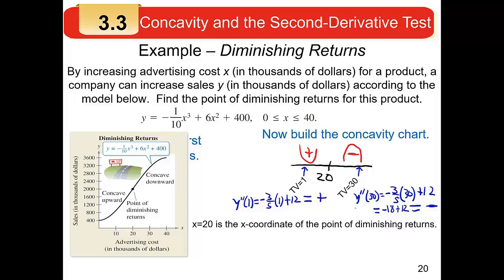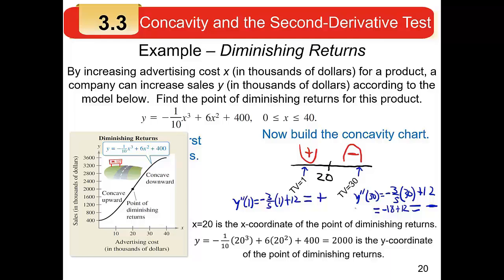So we still need to find the y-coordinate. So you plug back into the original function. Remember, whenever you compute y values, you go back to the original function. If you plug 20 in for x and calculate, you'll get 2,000 for the answer. So the point (20, 2,000) is the point of diminishing returns.